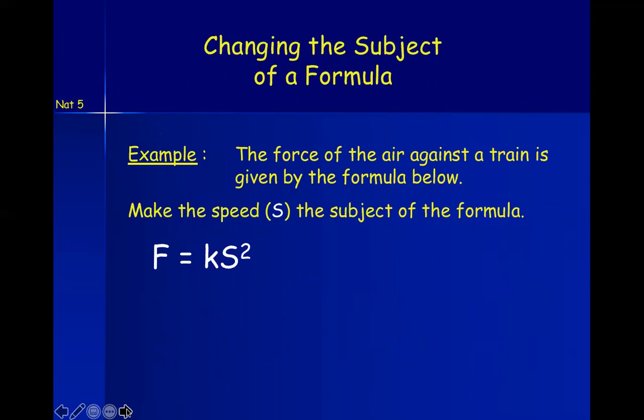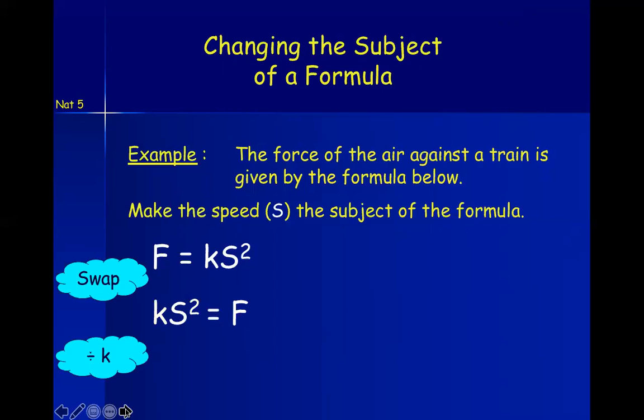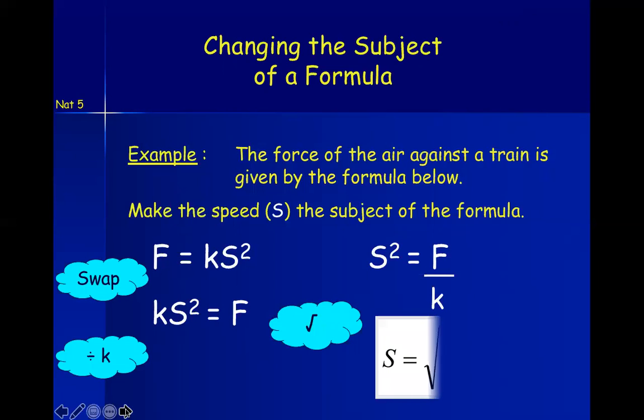So that's what we've just done. We're ahead of the game now. Make the speed s the subject. So first of all, I'm going to divide by k. Both sides divide by k, so you get s squared equal f over k. Then we take the square root, and your final answer is s is the square root of f divided by k.